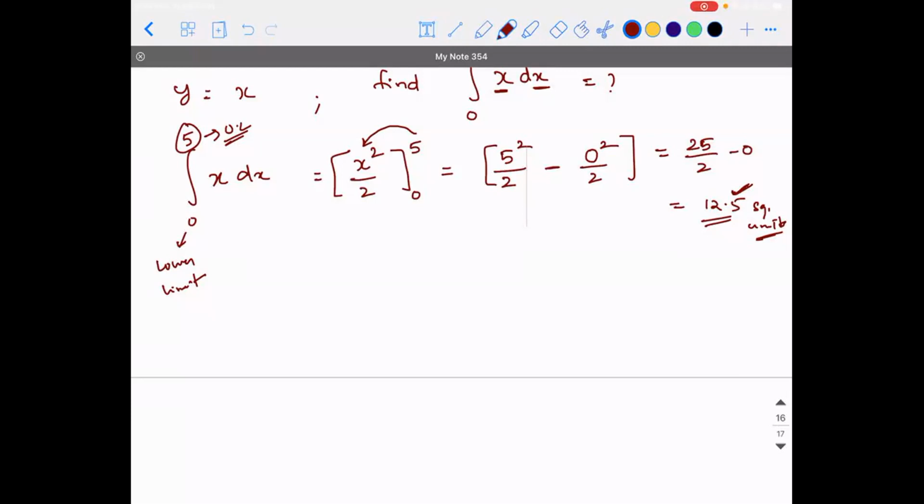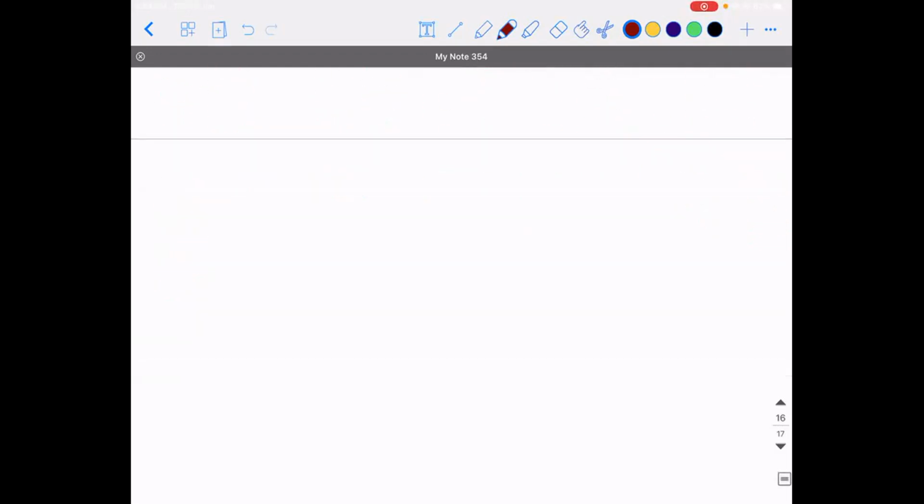Sir, that limit means x can't be greater than 5 and lower than 0. No, it can't be. Your interest of study is only between 0 and 5. Okay, yes, sir. Now see, y is equal to x basically represents like this.